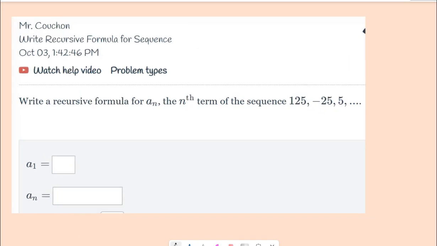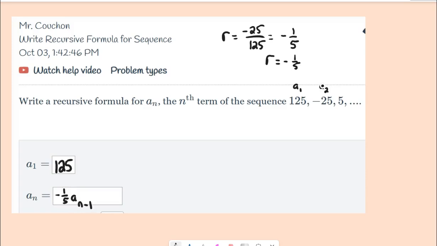Okay, here's another one. We have a geometric sequence here. There's a sub 1, there's a sub 2. To find the common ratio, we're going to take that negative 25 and divide it by 125. When you reduce that fraction, you get negative 1/5. So the r value is negative 1/5. The a sub 1 value is easy, it's 125. And then all we have to do is multiply negative 1/5 times the previous term. So negative 1/5 times a sub n minus 1.